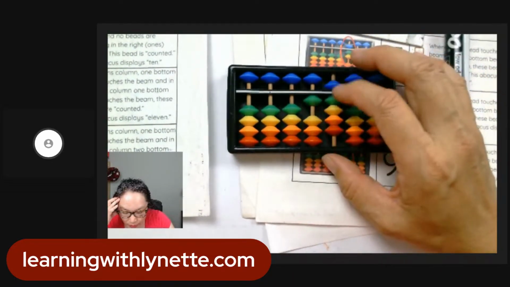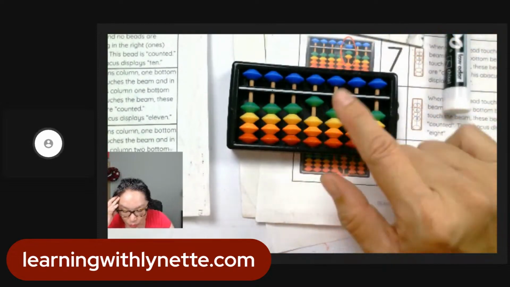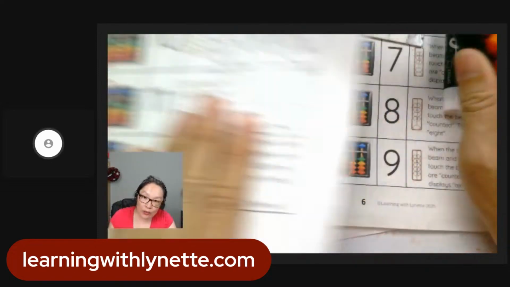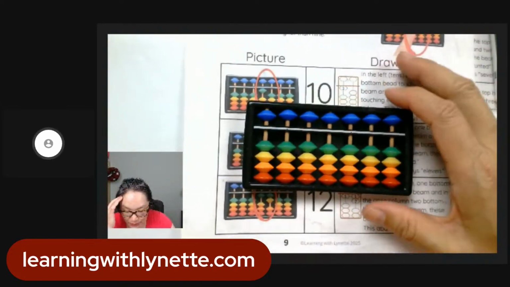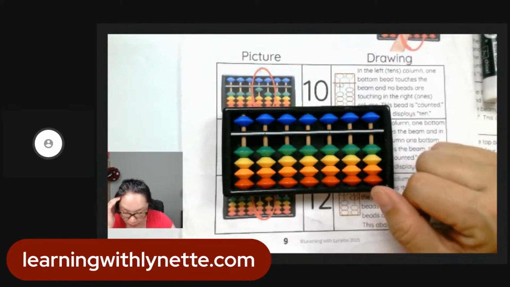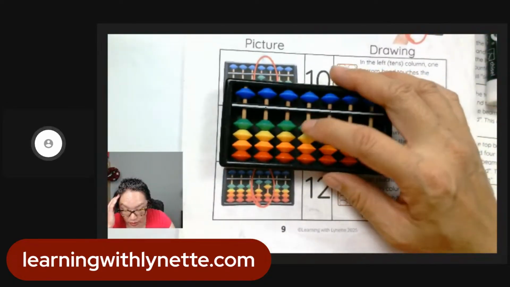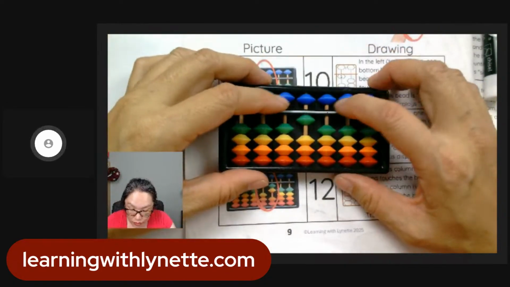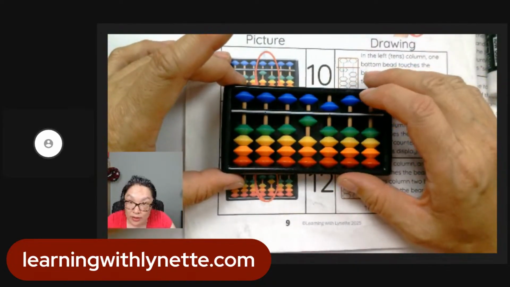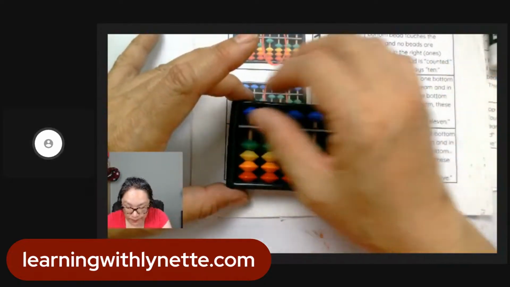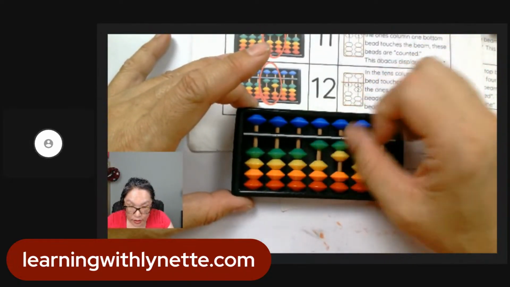When we look, we can also do 10. This follows and mimics the way we write our numbers. Our decimal system is a base 10. It's not base 5. It's not binary. It's a decimal system. So when we look, this is 10. Notice the top bead has a value of 5. If I want to do 15, that's what 15 would look like. If I did 11, 11 is a 1 and a 1. If I did 12, it would be 1 and 2.